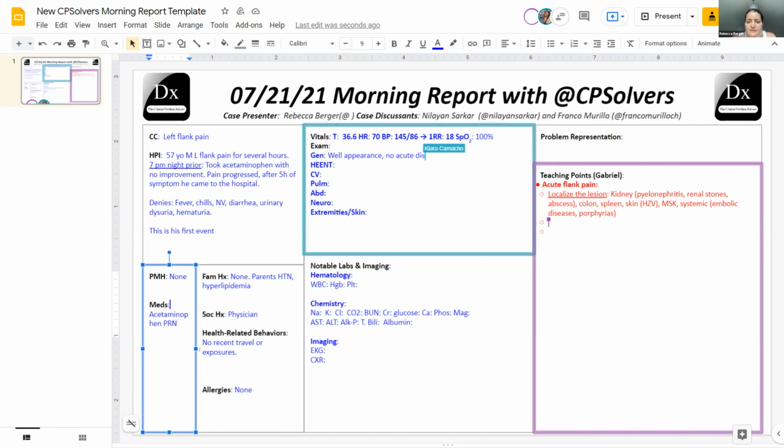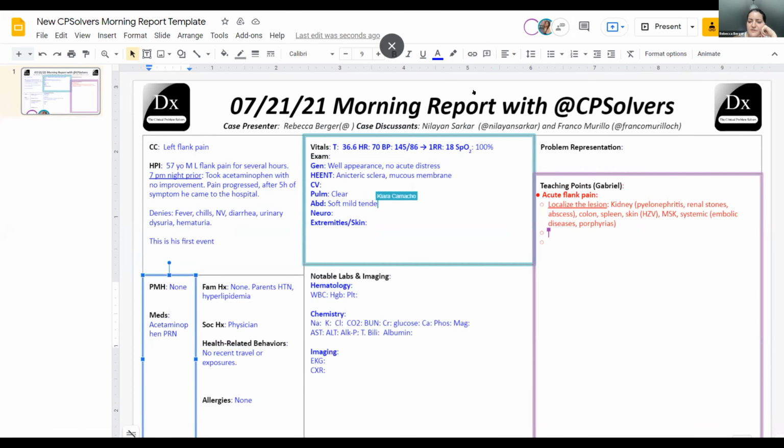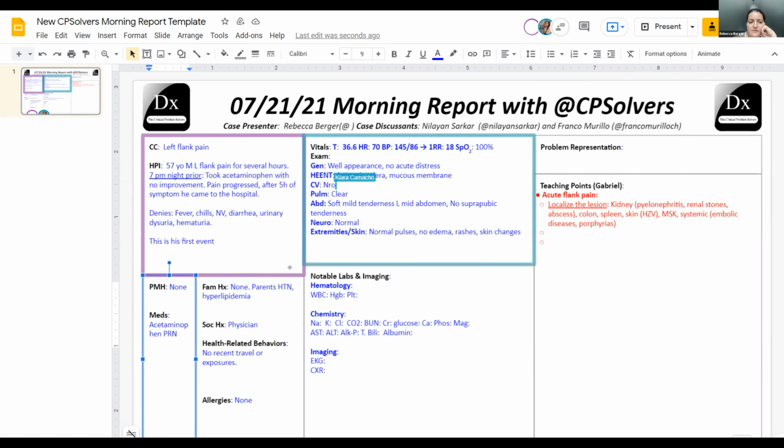He had anicteric sclera, a clear oropharynx with moist mucous membranes, a heart that was regular without murmurs, lungs that were clear. His abdomen was soft and non-distended. He did have a mild tenderness to deep palpation of the left mid-abdomen and some associated mild left-sided CVA tenderness with no suprapubic tenderness. He had normal pulses, no edema in his lower extremities, no rashes or any other skin changes, and he was neurologically intact. And I'll pause there.